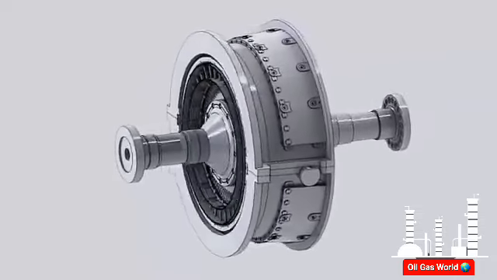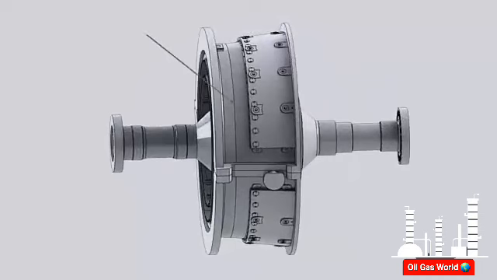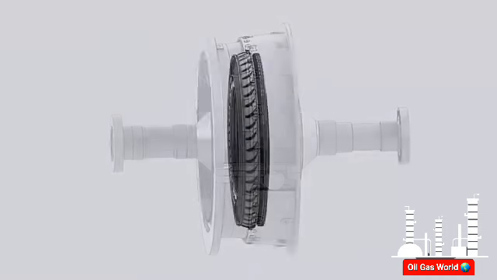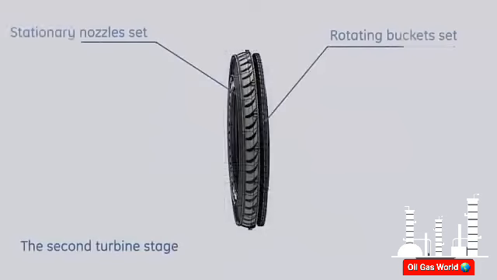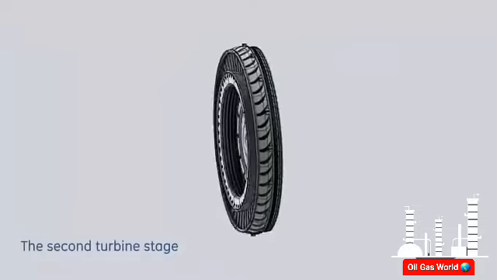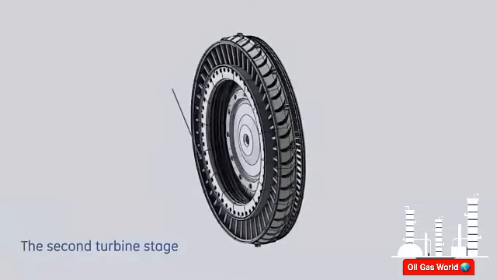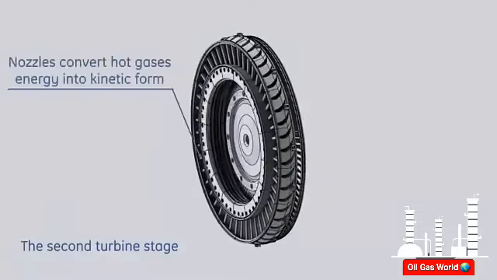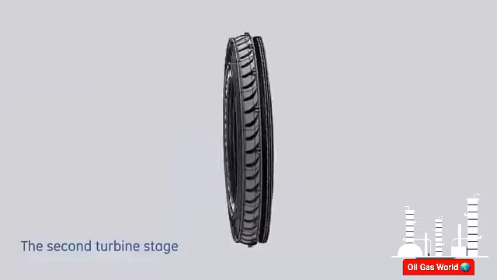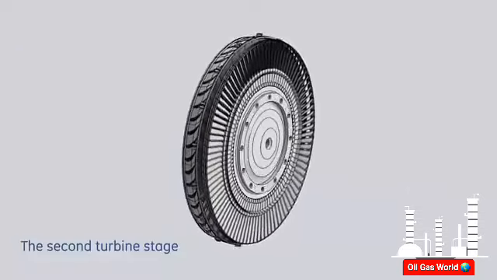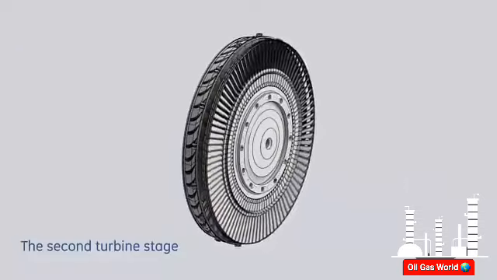The turbine section consists of 3 stages. Each stage consists of a set of stationary nozzles, followed by a set of rotating blades. The stator nozzles convert the energy in the hot gases leaving the combustion system into kinetic energy and direct the gases at the proper angle to rotate the moving blades.